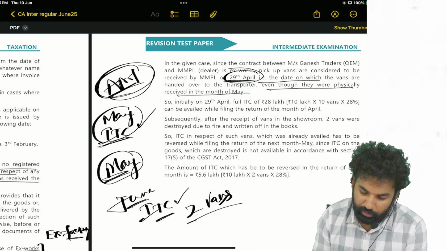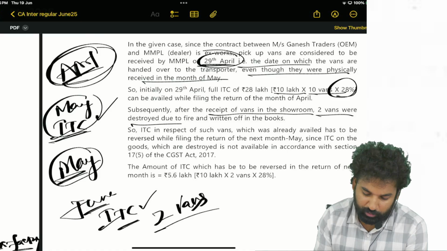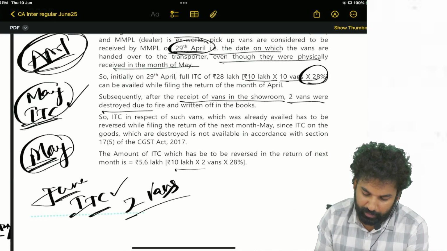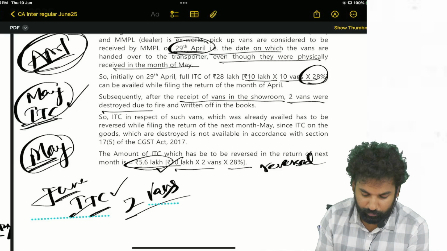Okay, so first of all, ITC will be 10 lakhs into 10 vans into 28%. Subsequently, after receipt of the vans in the showroom, 2 vans were destroyed. So that's why 10 lakhs into 2 into 28%, 5.6 lakhs, that has to be reversed in the next month.